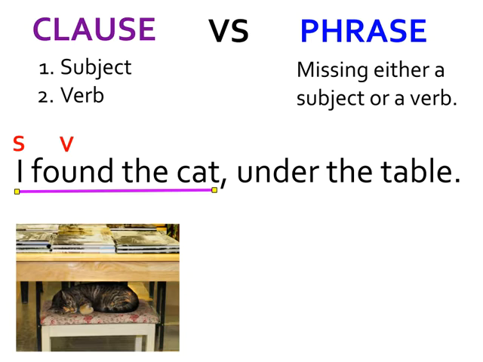This second half of the sentence, though, under the table, is missing either a subject and a verb or both. Therefore, it's a phrase. Table is a noun. It's a person, place, or thing. But it's not acting as a subject here, so it's missing both a subject and a verb. I found the cat, because it has a subject and a verb, is a clause. Under the table is a phrase.